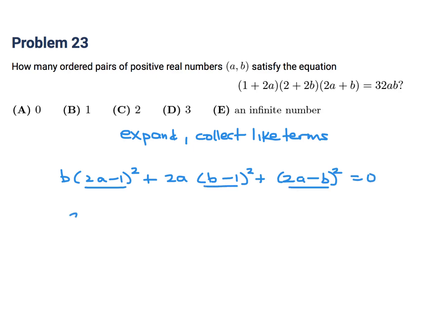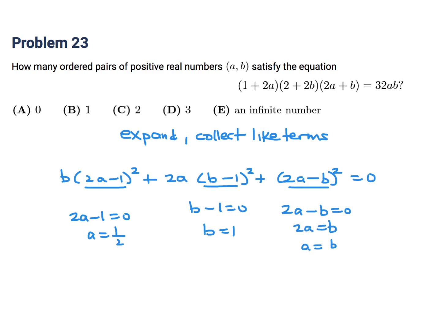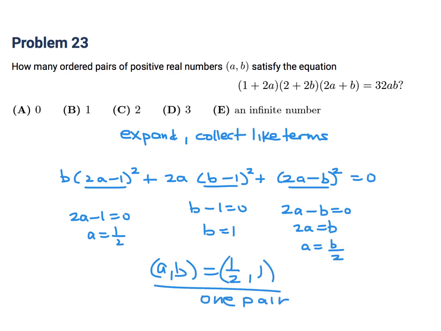So that means that 2a minus 1 is 0, which means that a is a half. b minus 1 is 0, which means b is 1. And 2a minus b is equal to 0, so that means 2a is equal to b, or a is equal to b over 2. And that matches. So the only pair a, b that satisfies looks to me like a half and 1, and since we only have one pair, the answer is 1, and that would be choice B.